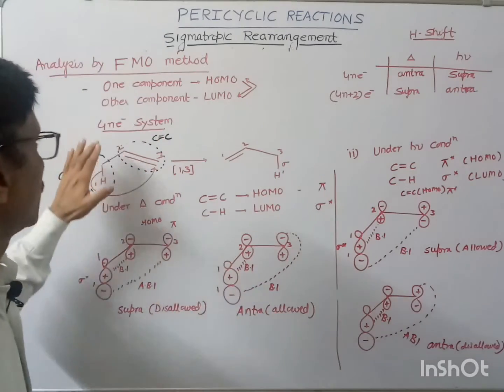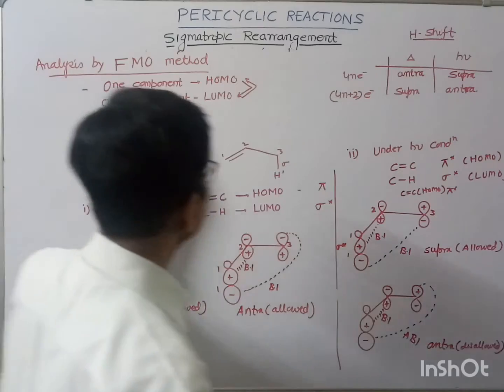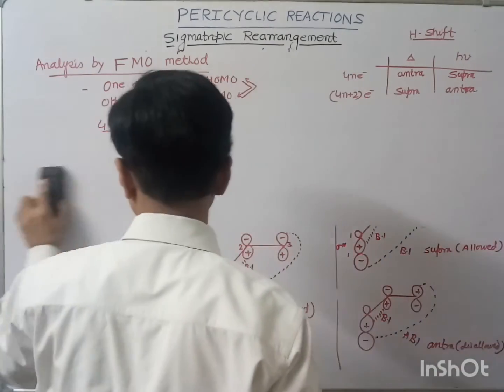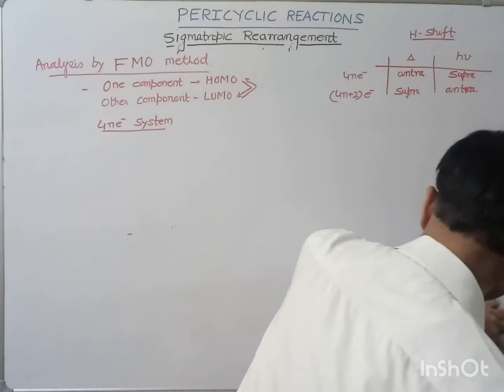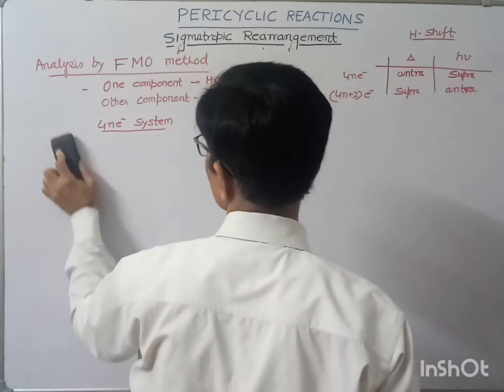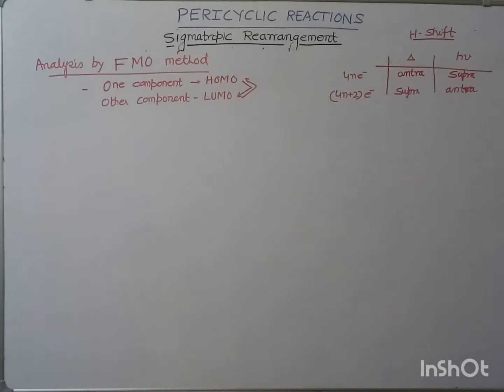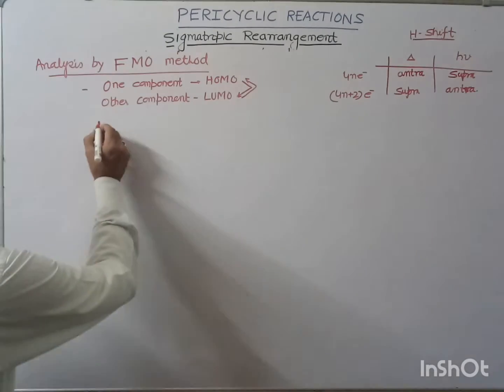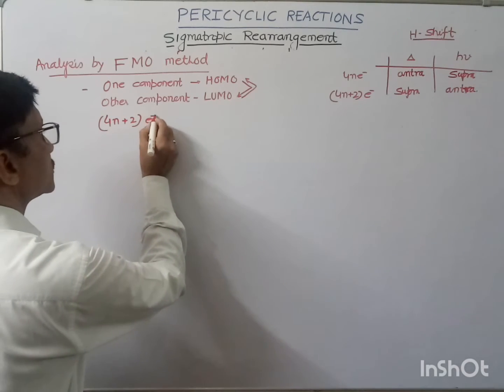Now let us see for the 4n plus 2 electron system.